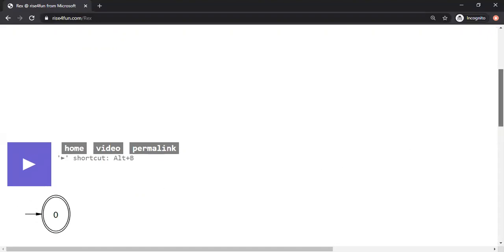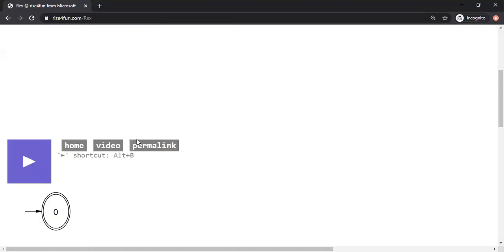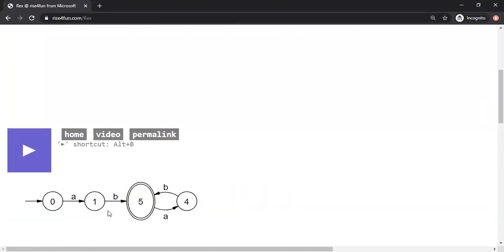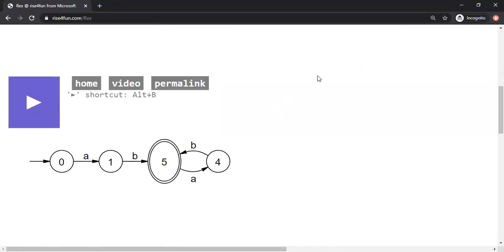Let's move on to the example I would like to talk about, which is this one: AB plus. This looks like a nice graph, right? You start at state 0. What is the goal of this automaton? The goal of this automaton is to recognize A followed by B one or more times. So let's assume our input is just AB.